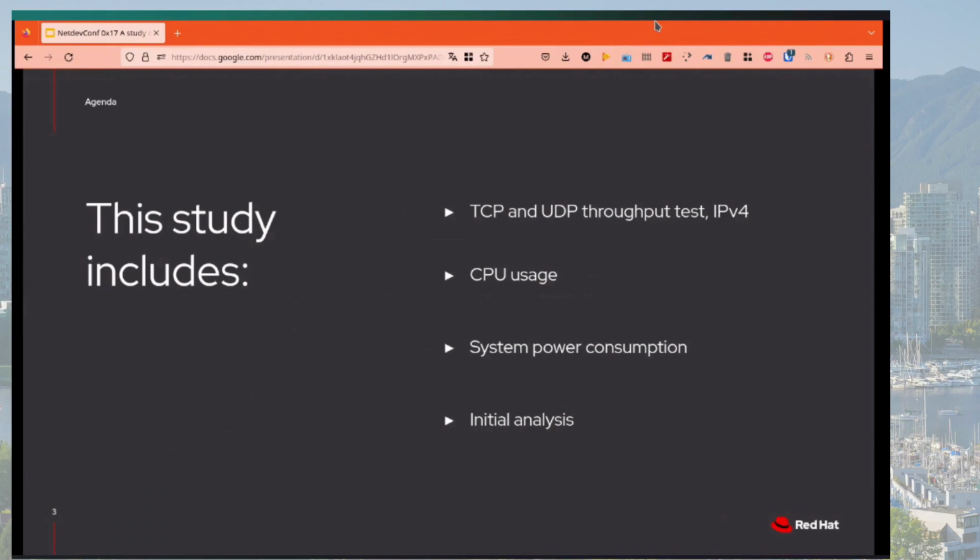This study includes TCP and UDP throughput performance, both over IPv4. We measured CPU usage, system power consumption, and did some initial analysis in the code on what was happening.